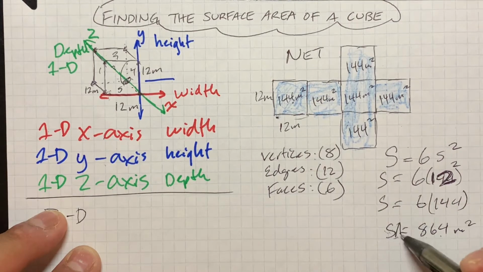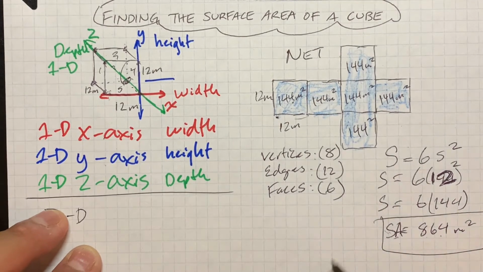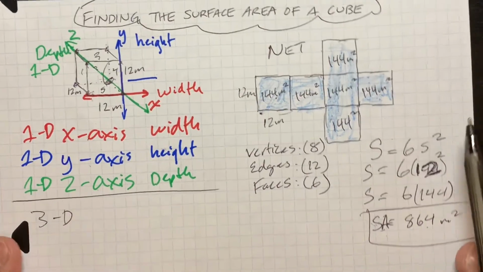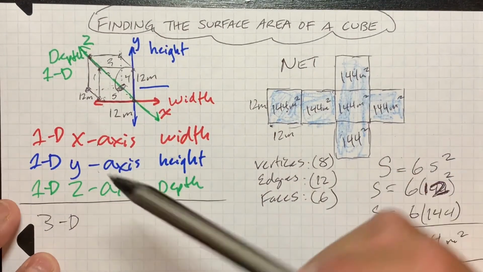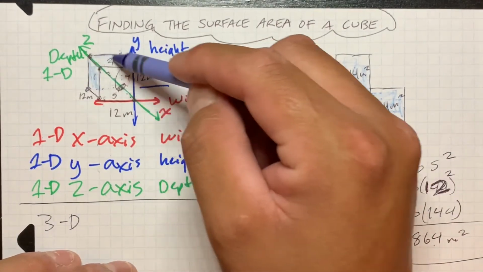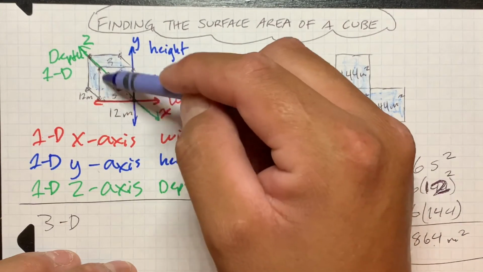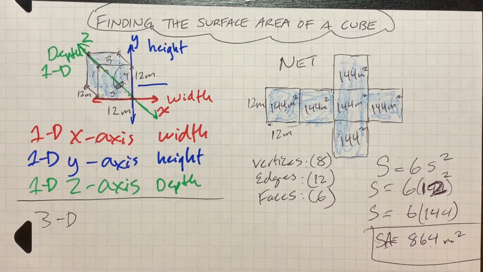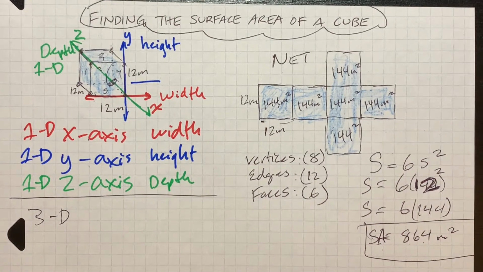So the surface area will be 864 meters squared. Now again, all we are doing is finding the area on the surface of this cube. The inside of the cube would be called the volume. So there you go, and that's how we find the surface area of a cube.